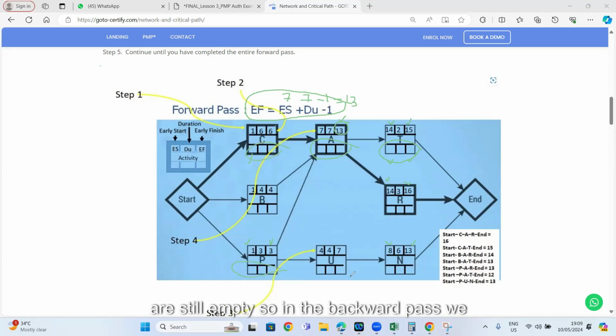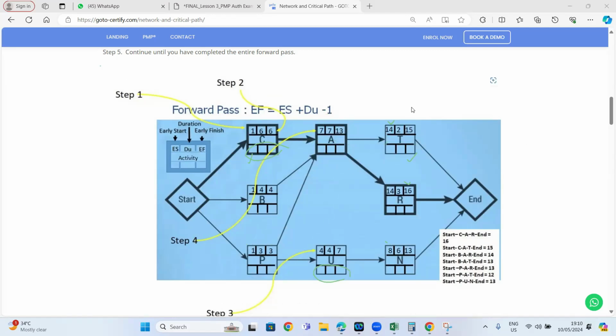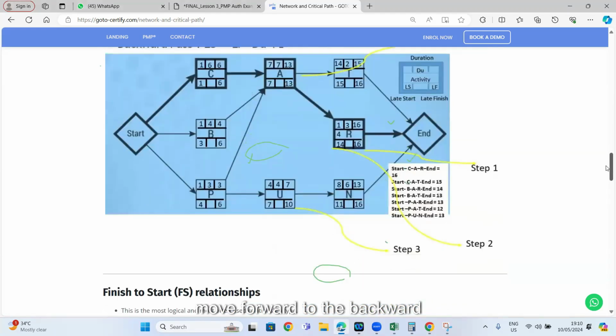These are still empty. So in the backward pass, we will determine the late start and late finish of these. Now let's go to the next. Any questions so far, Gigi? It's okay. Thank you. Now let's move forward to the backward pass.